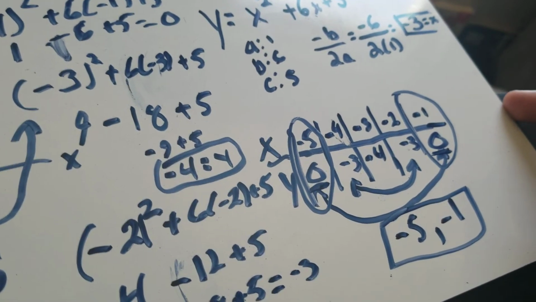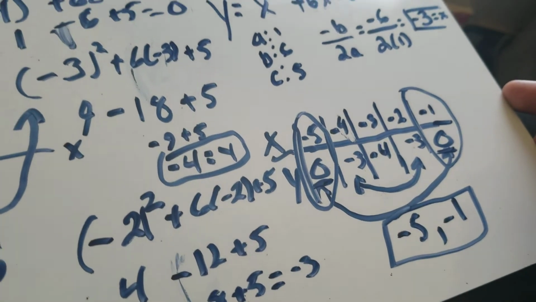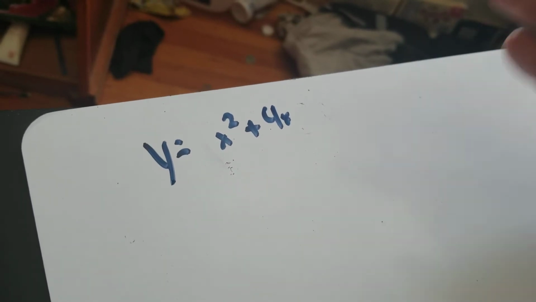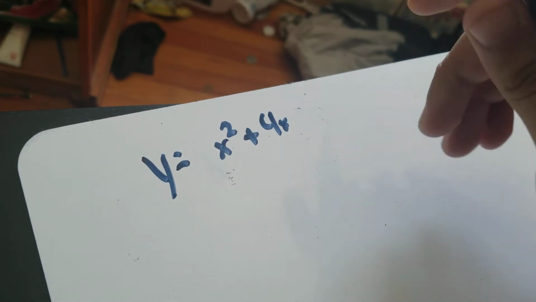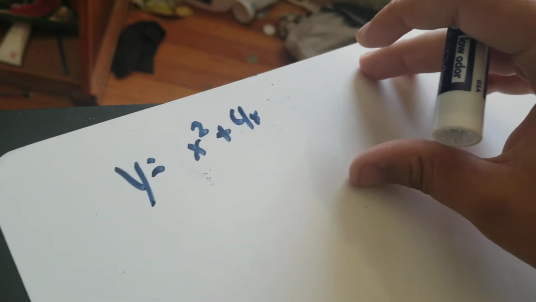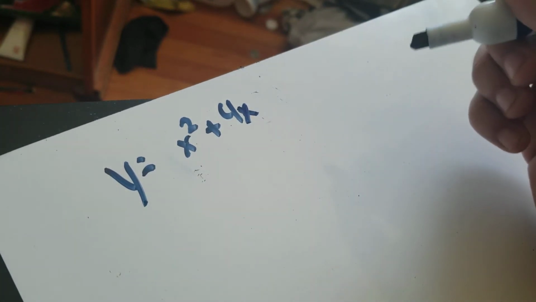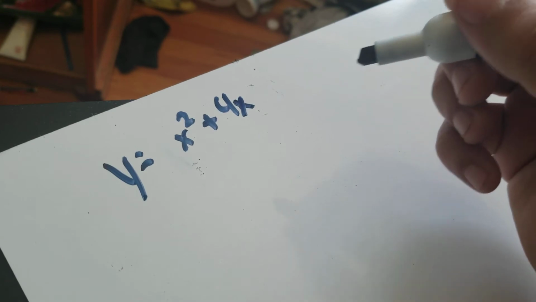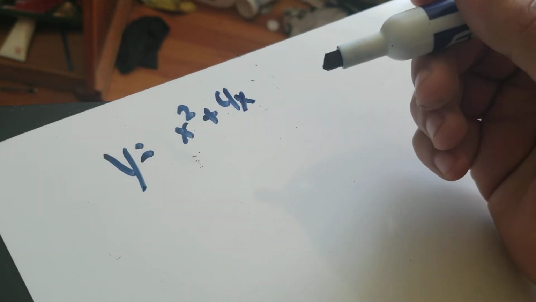I'm about to do another one. This one, I'll purposely make a one solution. Next one already: x squared plus 4x. Notice there's no plus c. That's a big hint that something's up. So why don't we find what our solution is? Again, we're looking for where y equals 0 on the graph or on the table.